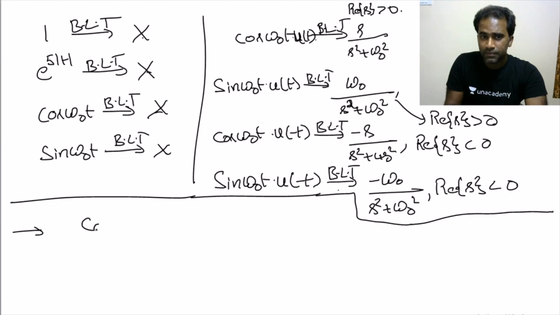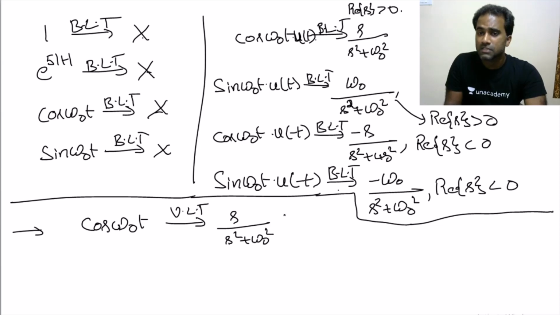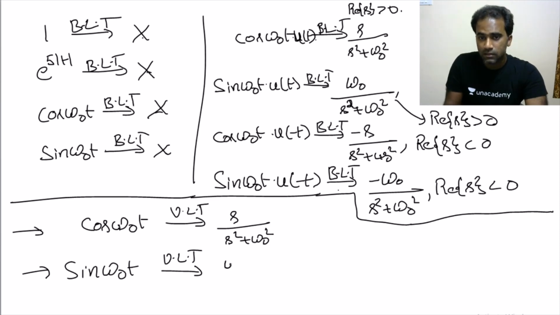But here I'll write cos omega naught t. Cos omega naught t unilateral Laplace transform is definitely s by s square plus omega naught square. When we are talking about unilateral Laplace transform, we don't mention any ROC. Whereas when we are talking about bilateral Laplace transform, we mention ROC. Similarly, for sin omega naught t also, unilateral Laplace transform is omega naught by s square plus omega naught square.